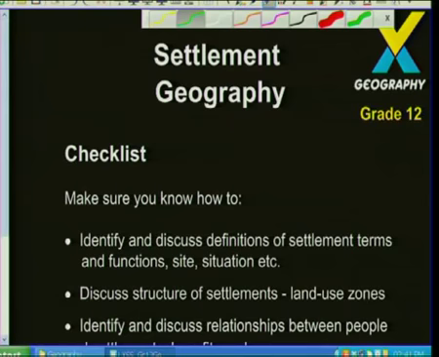Settlement geography. It's a big section. There's lots of detail in it, and so how is the examiner going to put across all of that information to us? Surely he's not going to ask us every single thing. Well, that may be the case, but we've got to study every single thing in case those questions come up. But not everything's going to be a great big question.